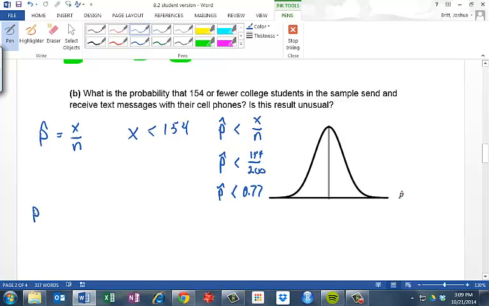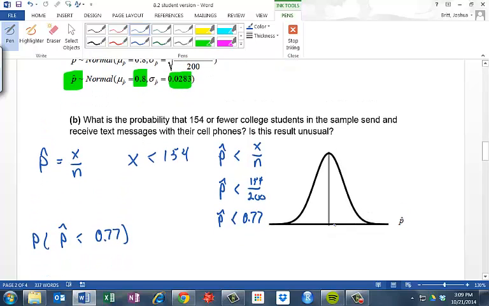Now what we want to know is the probability that the percentage of students in the sample who send and receive text messages with their cell phone will be less than 77%. The percentage is less than. So we'll locate the mean, 0.8. 0.77 is our boundary point. And we want to shade in everything to the left.